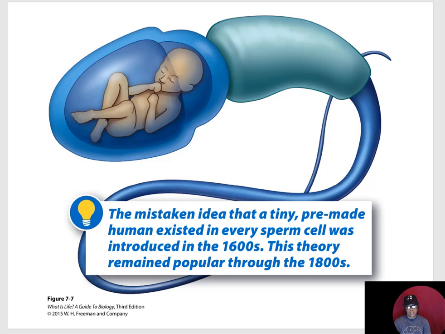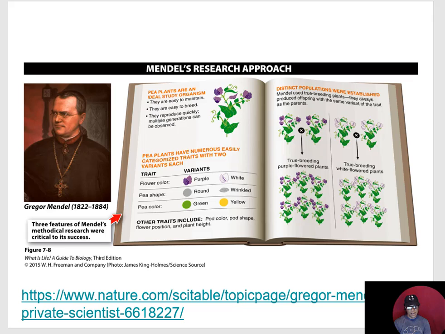So that hypothesis was introduced in the 1600s. It is very, very wrong, but it remained popular through the 1800s. And that was what was believed as to how heredity happened. But then along came Mendel. And Gregor Mendel did research with peas.